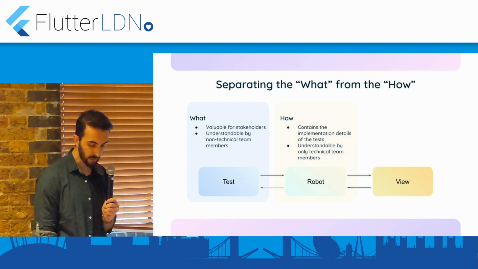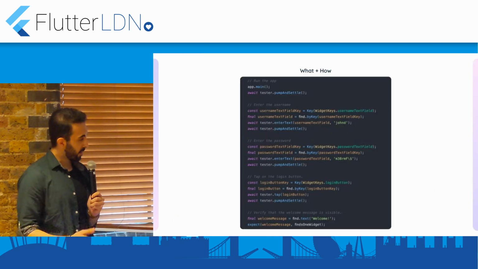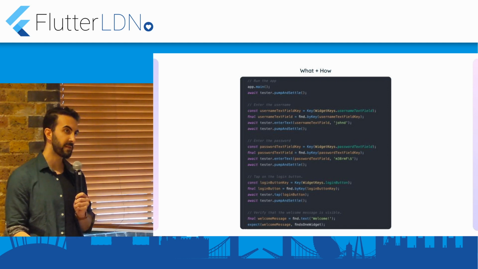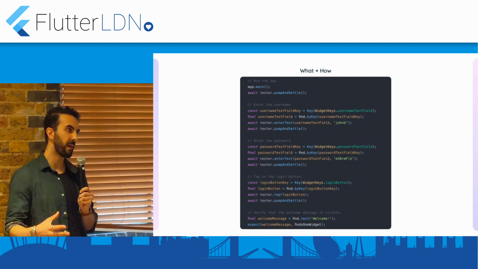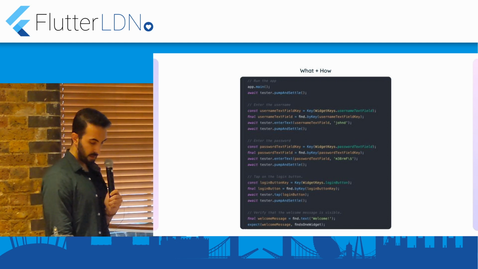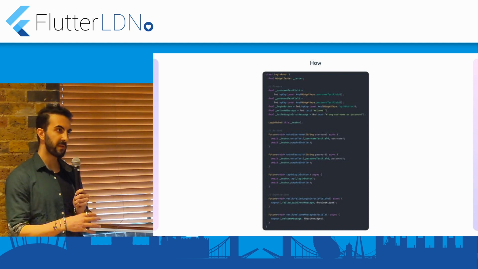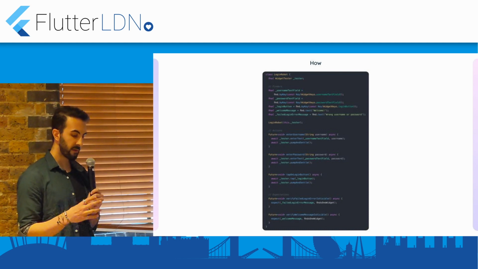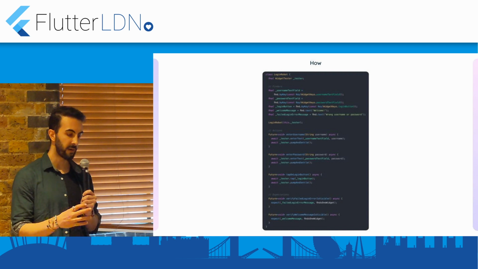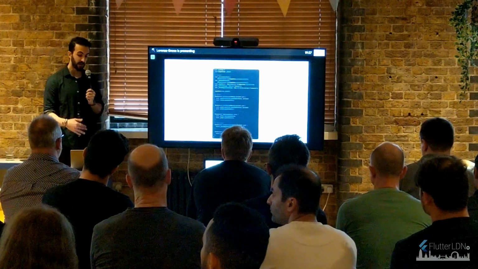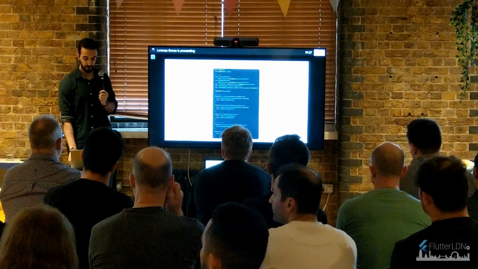This will contain the implementation details of the test, and will most likely be understandable only by technical team members. So, coming back to the example that I did at the beginning, in this test everything is in one place. We have the what and the how together. I will zoom in on a different section of this file, but basically this how is our login robot, which we can divide into three main sections.